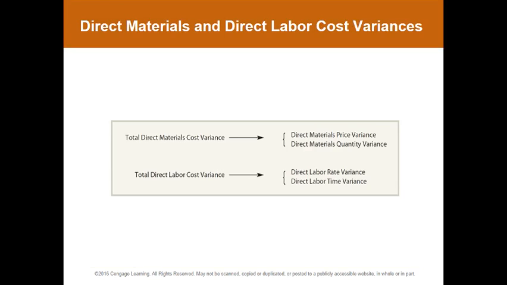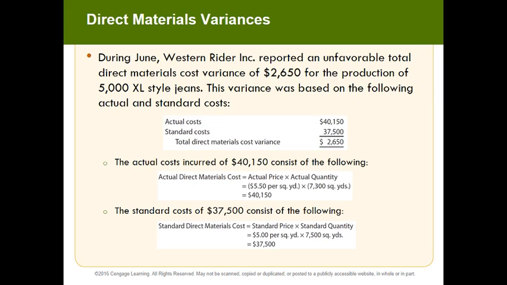So here's just a quick snapshot on the direct materials and direct labor cost variances, what they're made out of. Then we have the materials price and the materials quantity, the labor rate, and the labor time. When we go into this analysis, this is what we'll do. We start with my friends at Western Writer. We're going to be working with jeans in this particular chapter.